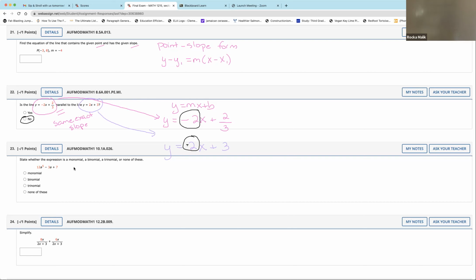State whether the expression is a monomial, binomial, trinomial, or none of these. Monomial is one term, 2x, one term. Binomial is 2 terms, 2x plus 14. Trinomial has 3 terms, 2x plus 14 plus 7x squared. So this is a 1, 2, 3 trinomial.